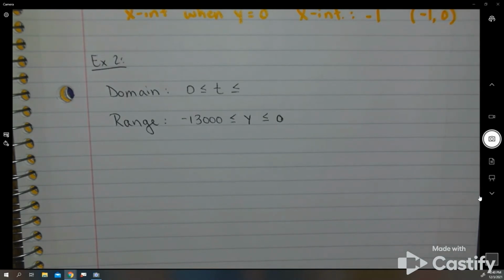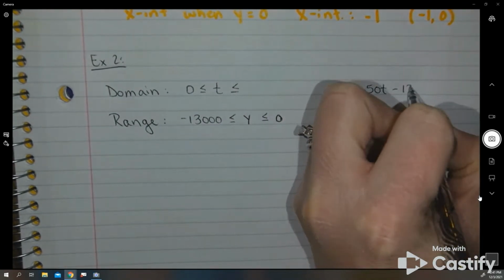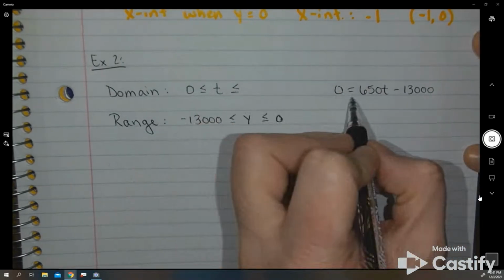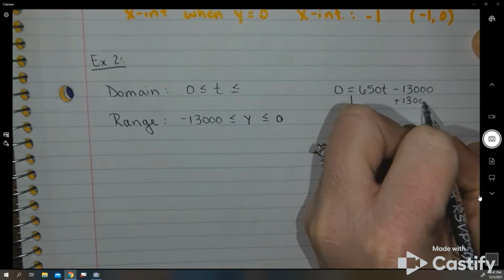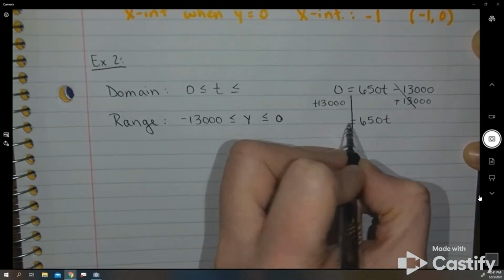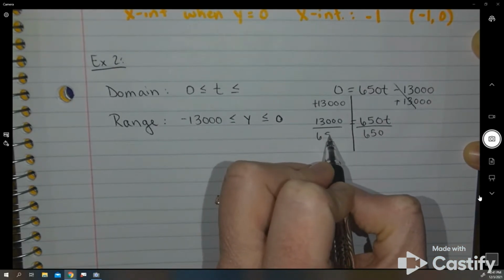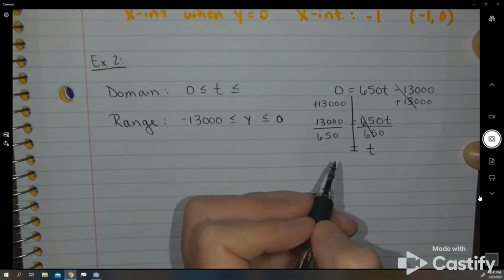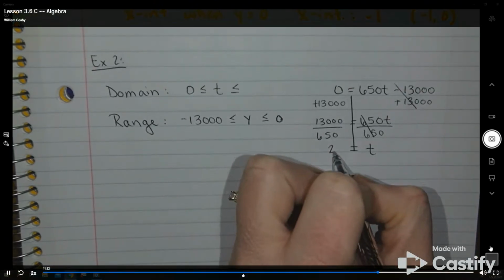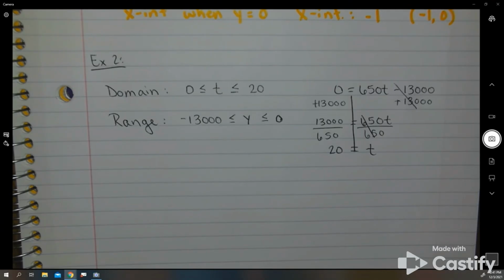So if I plug in 0 for y, or for h of t in this case, then I would have 0 equals 650t minus 13,000. So I'm going to solve for t. I'm going to add this 13,000 to both sides. So I have 650t equals 13,000. I'm going to divide both sides by 650. And I find that the maximum amount of time that it's going to take for me to get to the surface in my submarine is 20 minutes. So the maximum for our domain is 20 minutes, because after 20 minutes, we're at the surface. Like I said, I can't jump out of the water, doing all these tricks on the submarine outside the water. Once I get to that surface, then I'm done.